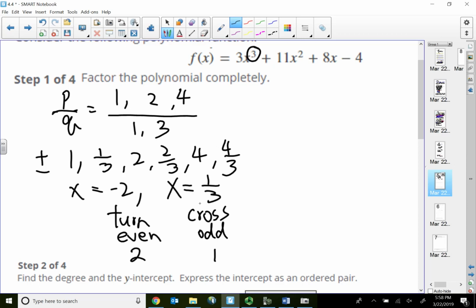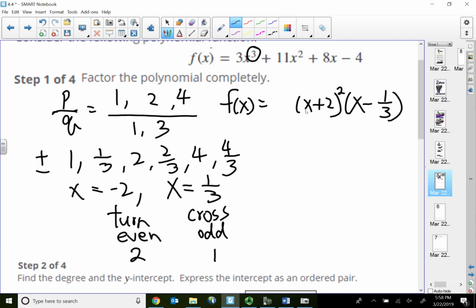Well, I already have my zeros. So just by looking at it, I know if I move my negative 2 over, that will be x plus 2. If I move my 1/3 over, that would be x minus 1/3. Now, the multiplicity part: at negative 2, it is even, so the degree has to be 2. When x equals 1/3, it is odd, so my exponent is 1 right here.